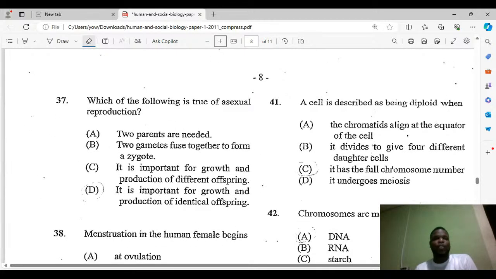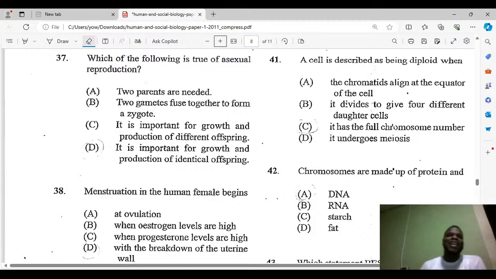It's pretty straightforward. Which of the following is true of asexual reproduction? So which one of them is true about asexual reproduction? Two parents are needed. Two gametes fuse together to form a zygote. It is important for growth and production of different offspring. It's important for growth and the production of identical offspring. Which one of these? Right, so I'm saying D because it doesn't need more than one parent, thus D is identical. I'm saying D.